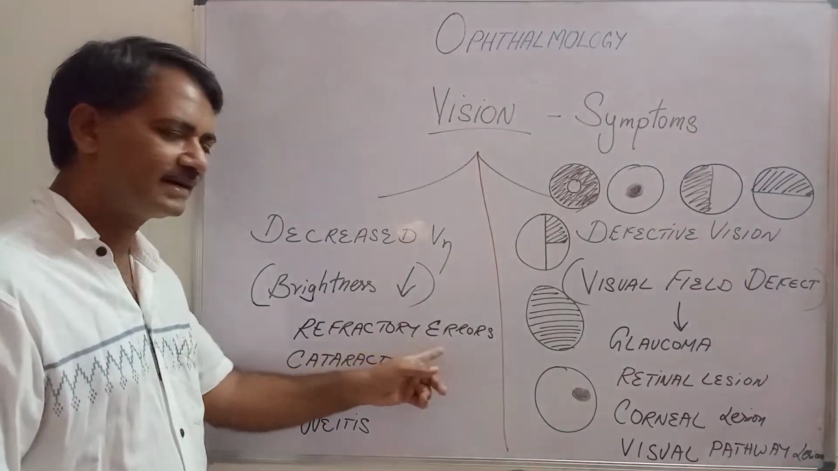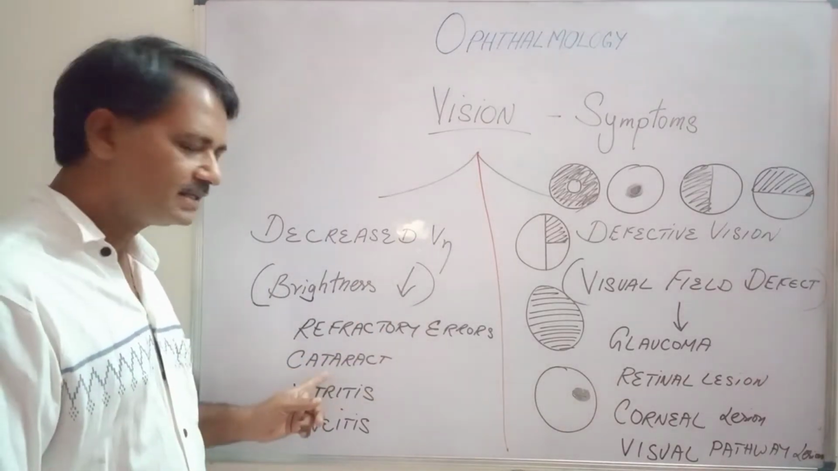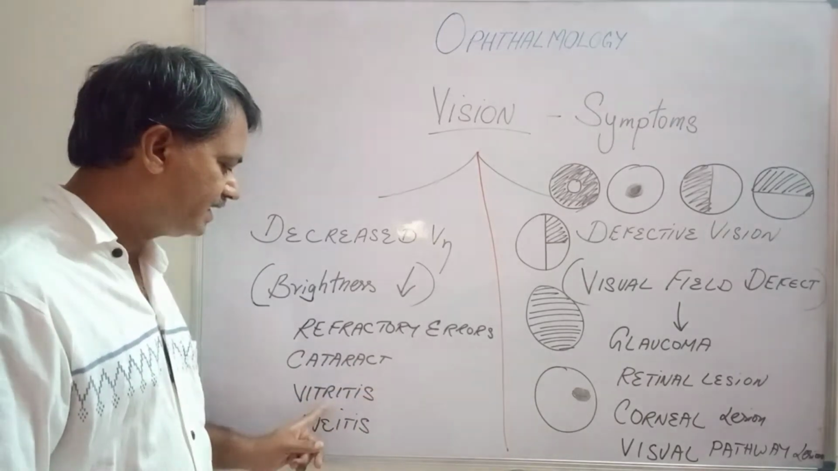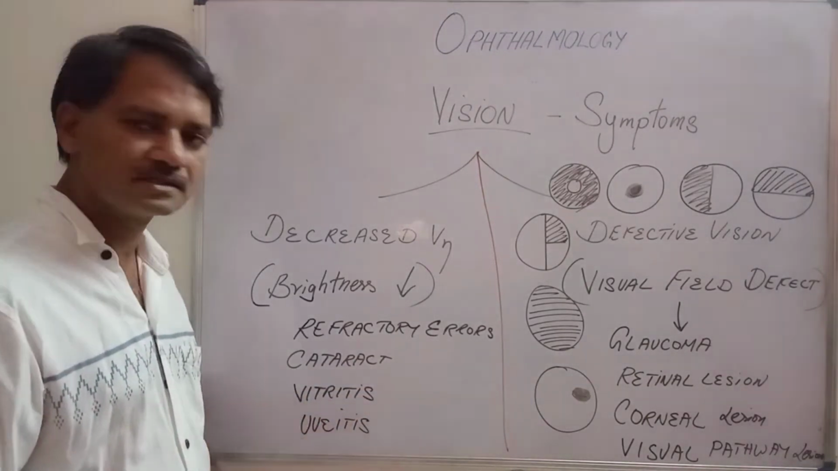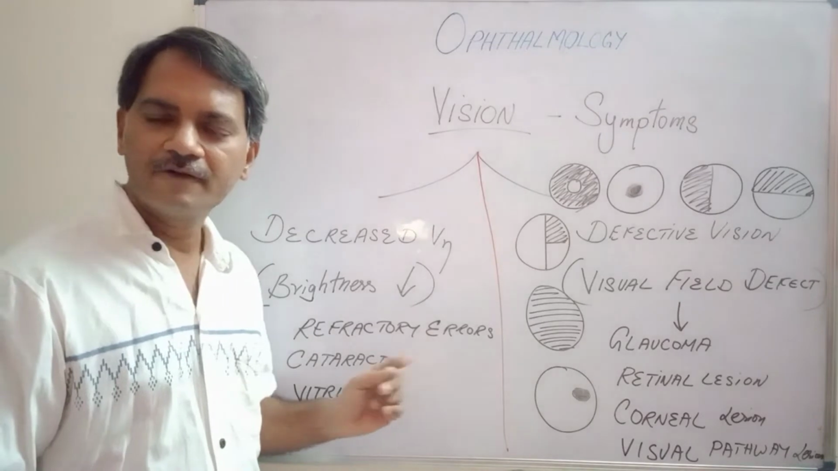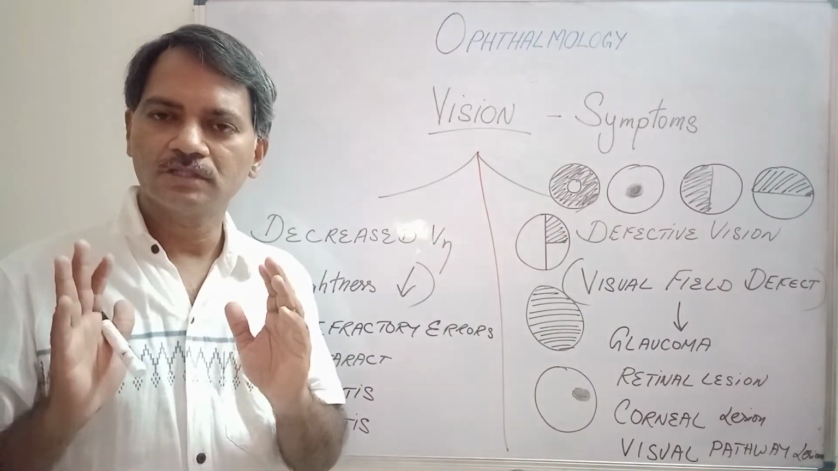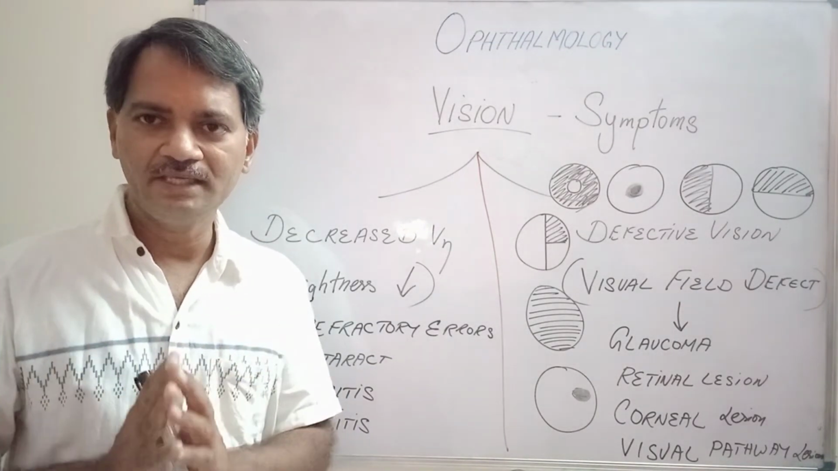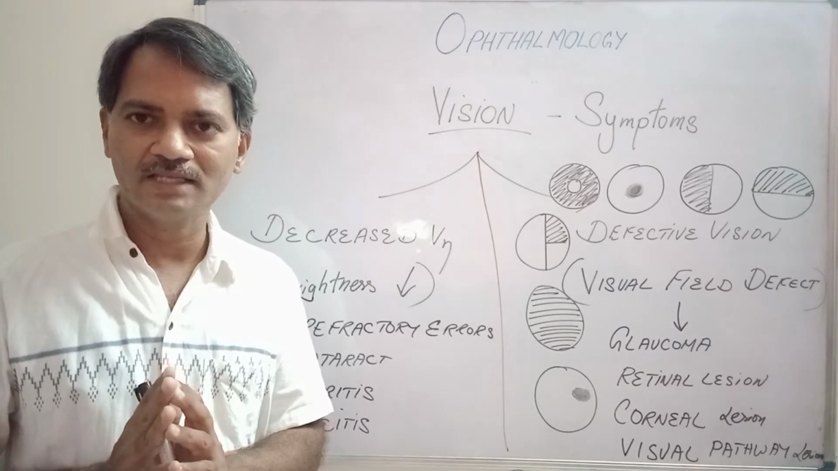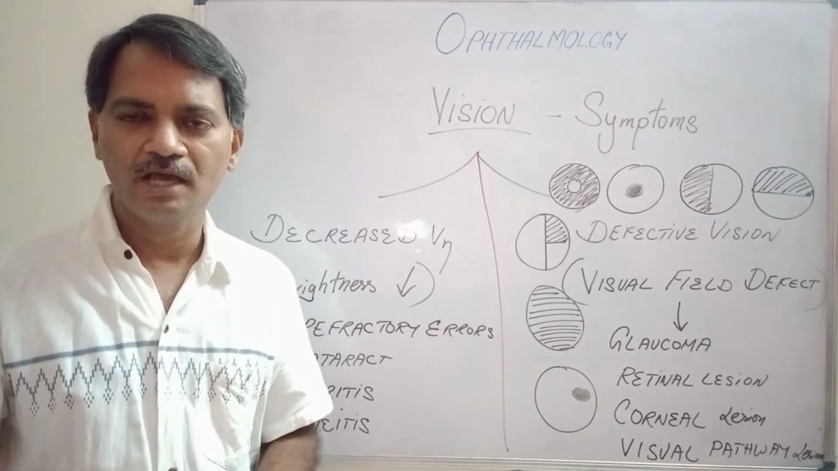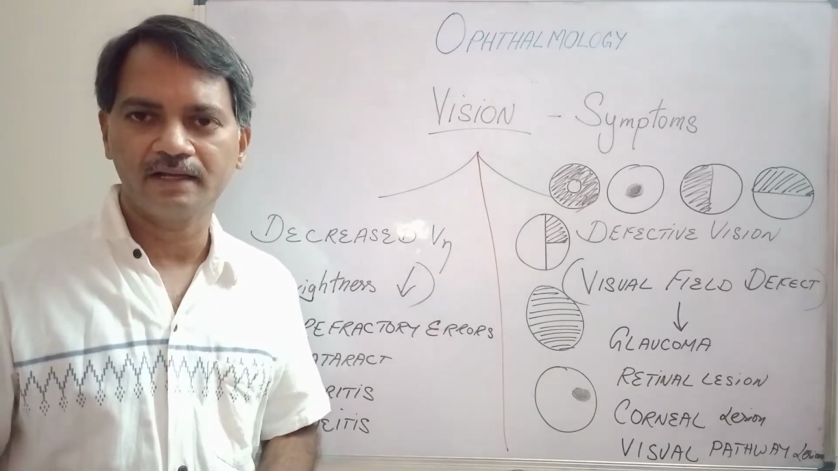One is the refractory errors. Second is cataract, vitritis and uveitis. In refractory errors, the things we see will not be clear, as well as the brightness will be reduced, which can be corrected with spectacles.